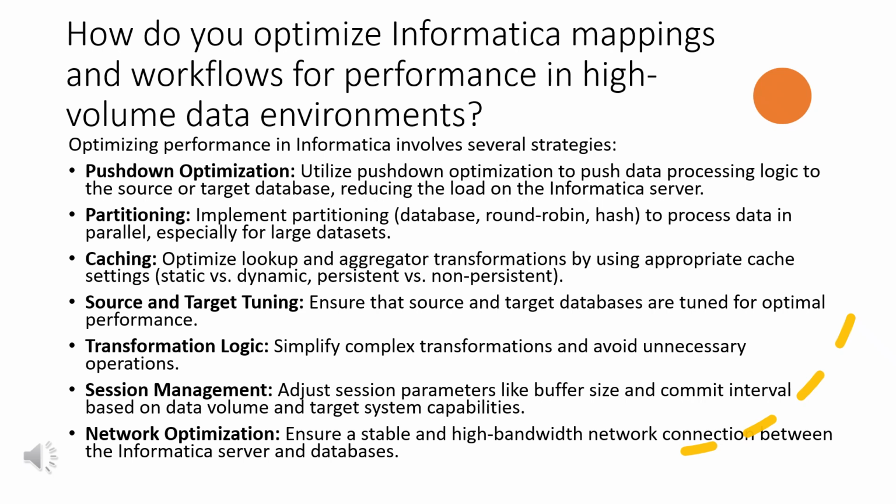So the push-down optimization is utilizing the push-down optimization to push data processing logic to the source or target database, reducing the load on the Informatica server. Partitioning implements partition on a database or round robin or hash to process data in parallel, especially for large kinds of data sets. And caching involves optimizing lookup and aggregator transformations by using appropriate cache settings.